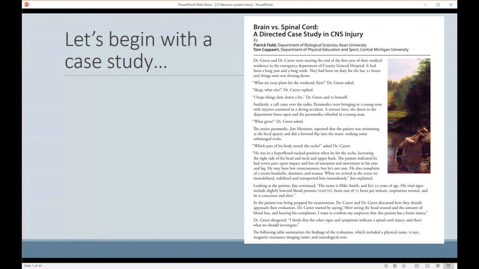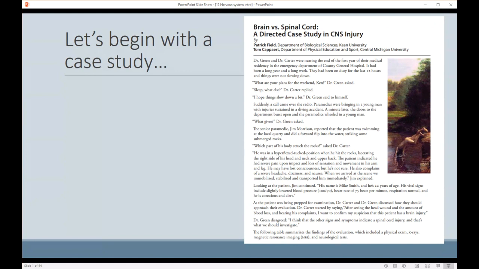Looking at the patient, Jim continued. His name is Mike Smith, and he is 22 years of age. His vital signs include slightly lowered blood pressure, 100/70, heart rate of 75 beats per minute, respiration rate was normal, and he is conscious and alert.